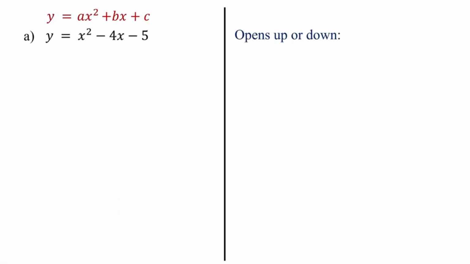For a quadratic function in standard form, if a is greater than 0, the parabola opens upward. If a is less than 0, the parabola opens downward. For our function, a is 1, which is greater than 0, so the parabola opens upward.